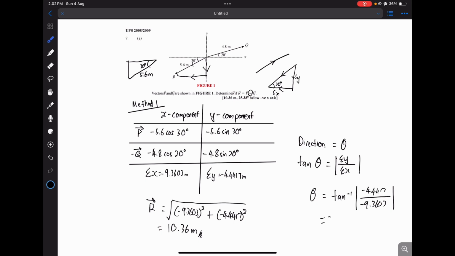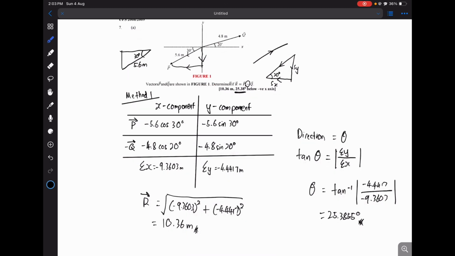You can find the angle is 25.3855 degrees. Now we have the angle of the vector, but how do we know the direction? In order to know the direction, we need to draw a triangle using the sum of x component and sum of y component. The x component is negative, so from right to left, and the sum of the y component is negative also, so from top to bottom. And as you can see, the resultant vector is in this direction.